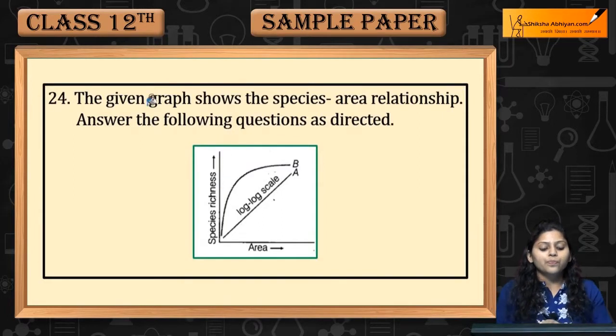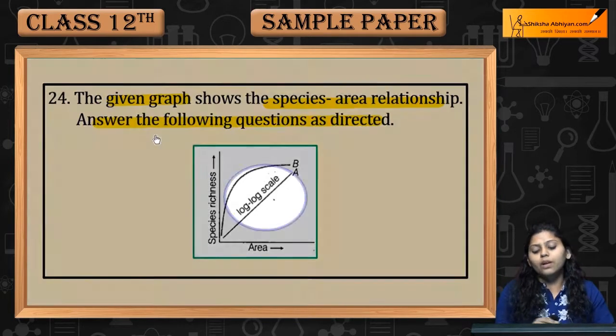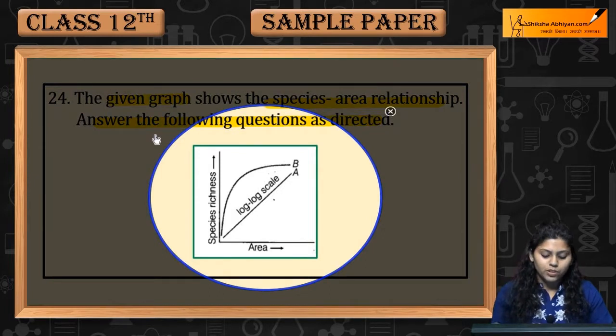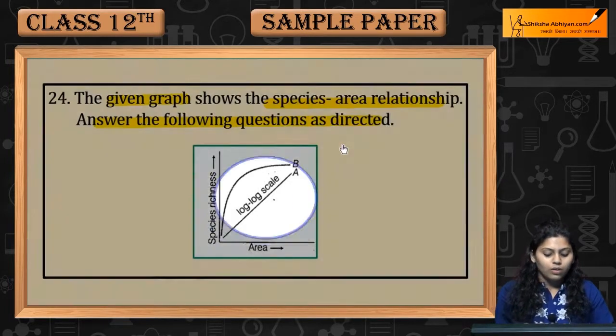Question number 24. The given graph shows the species area relationship. Answer the following questions as directed. First of all, have a look at the graph. Species richness and area. Log scale.